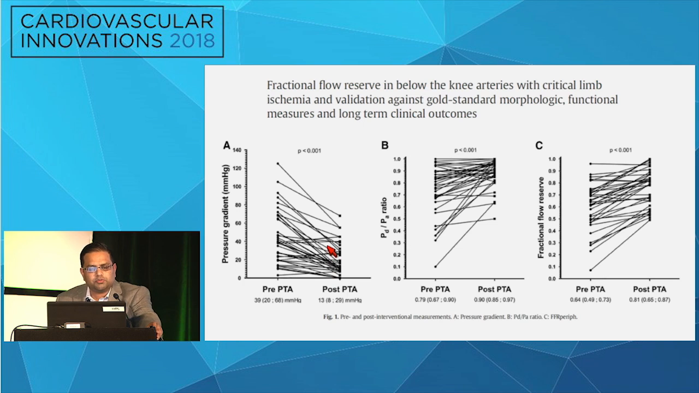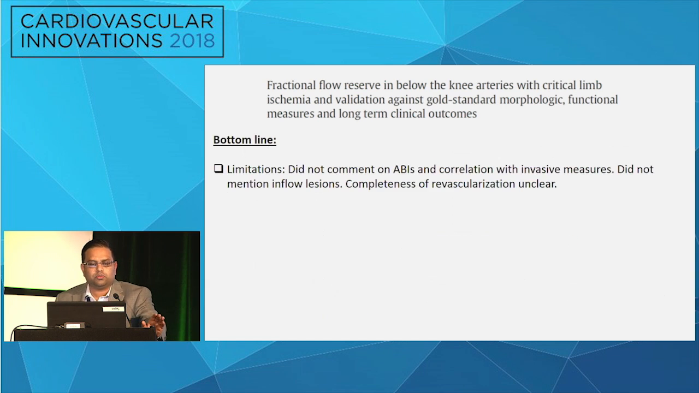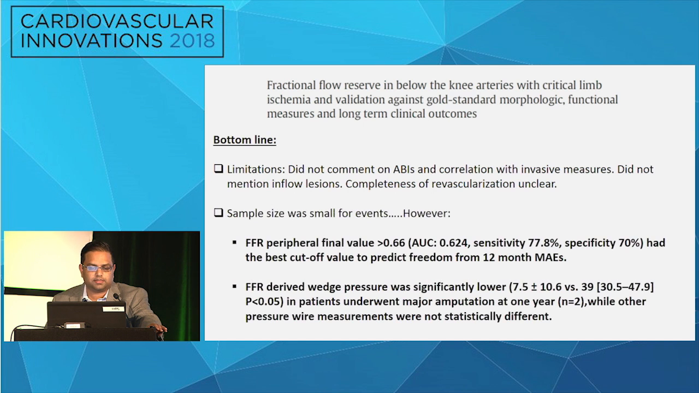So here's the response in gradients before and after angioplasty. You can see they demonstrated a decline in pressure gradient, an improvement in the translesional resting ratio, and improvement in FFR. But the gradients and FFR improved but did not normalize post-intervention. And I think part of this is also the fact that if you don't assess the distal vascular bed, that's going to be a problem. Completeness of revascularization is important as well, which was not entertained in this study.